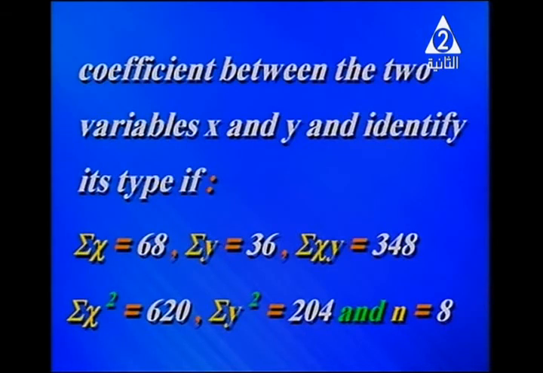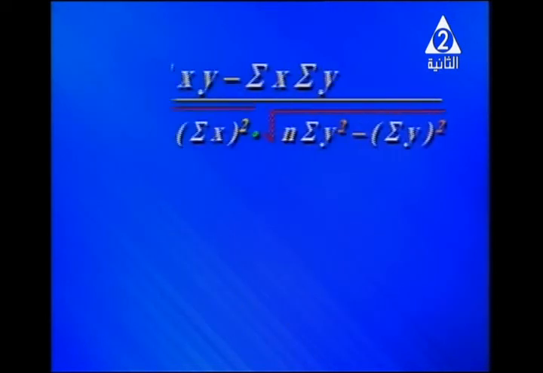Remember, dear student, the required is the Pearson coefficient. We have the sum of values of x, the sum of values of y, and the sum of the products xy. Also, we know sum x squared, sum y squared, and the number n is 8. Look at the student solution.